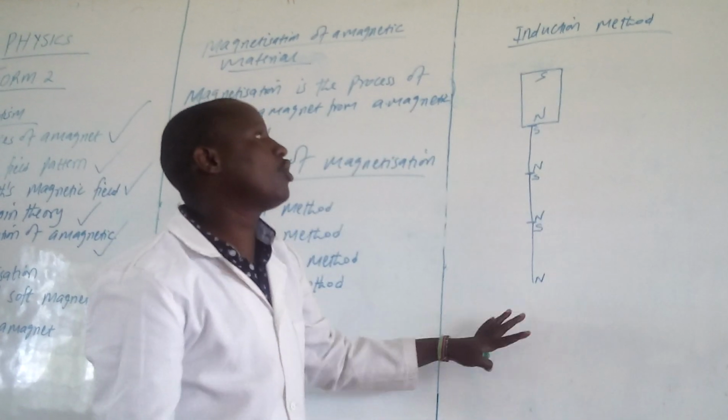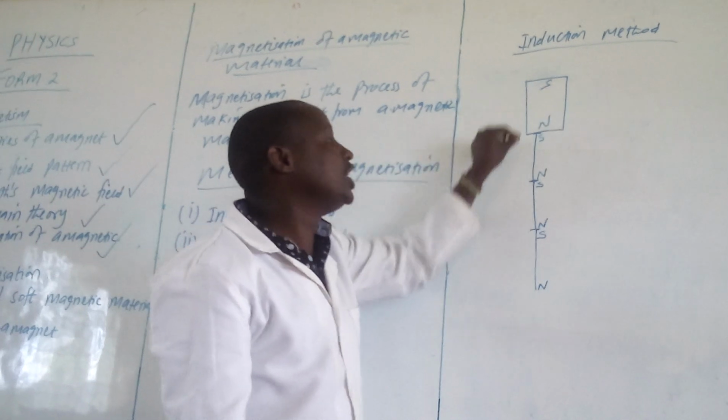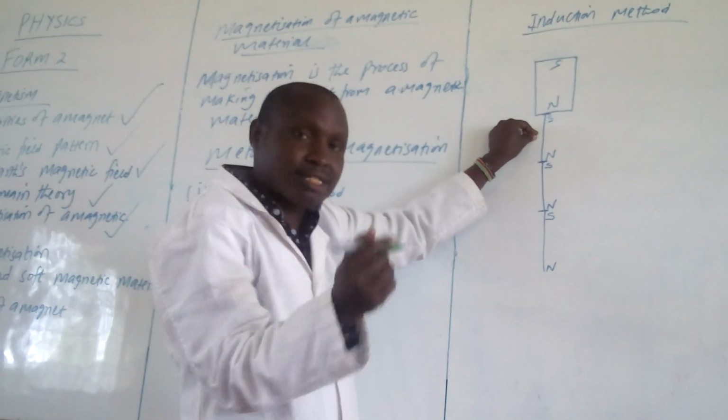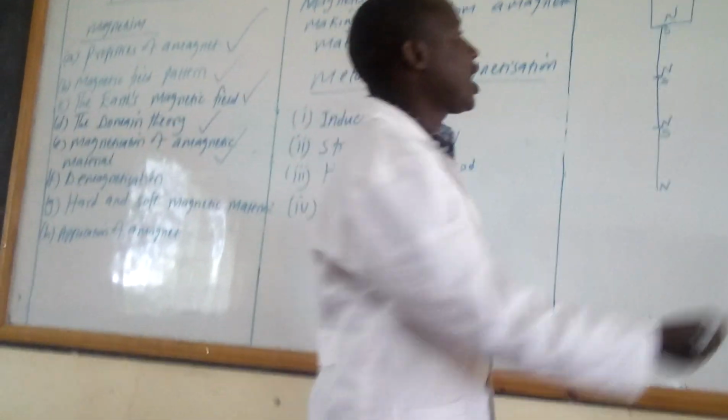This is what we call the induction method. The magnet itself induced the magnetic properties in that magnetic material, and it is then magnetized.